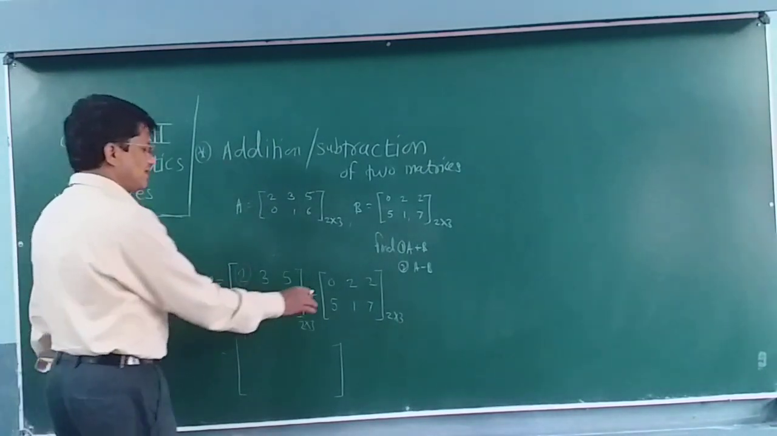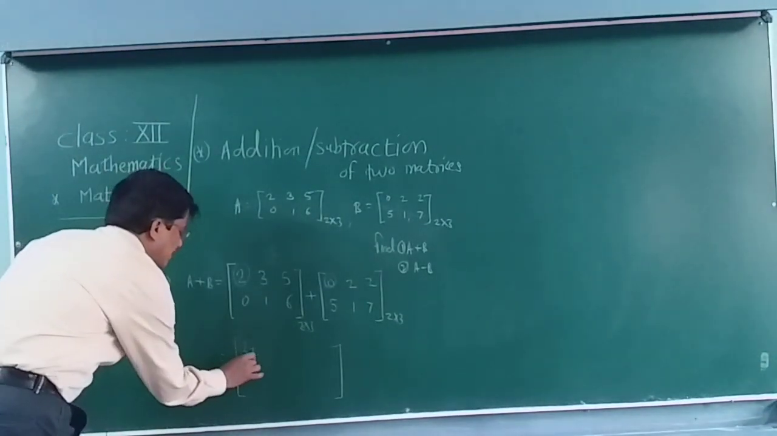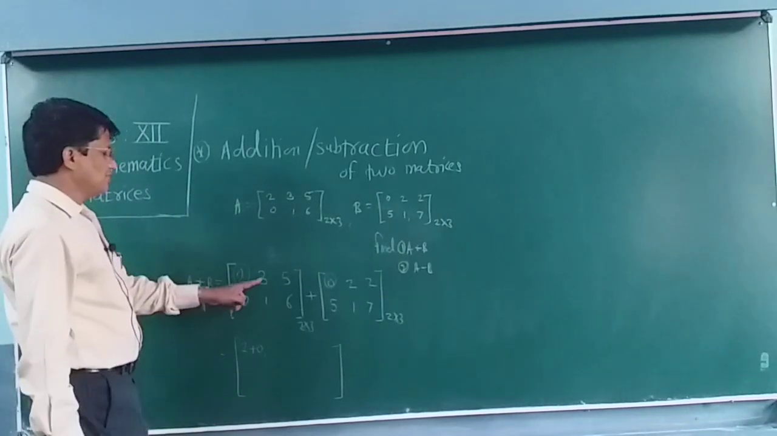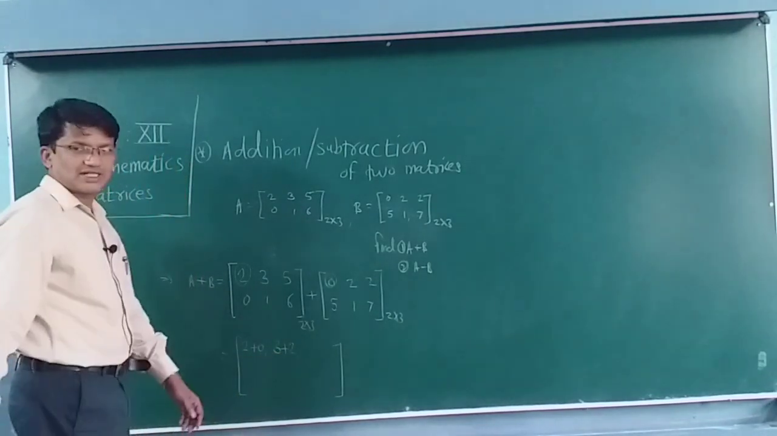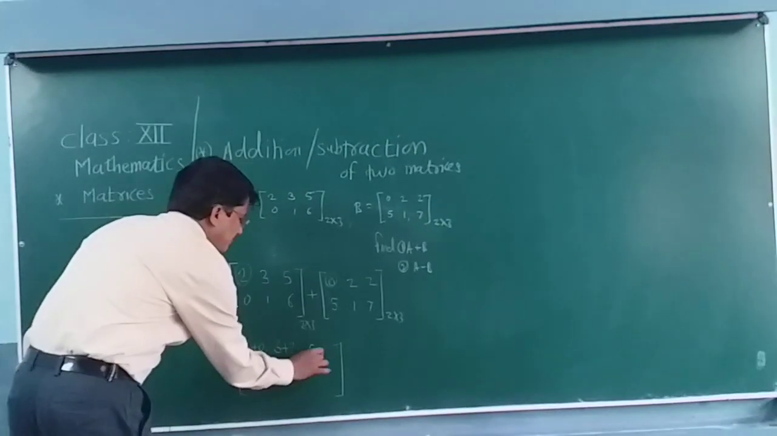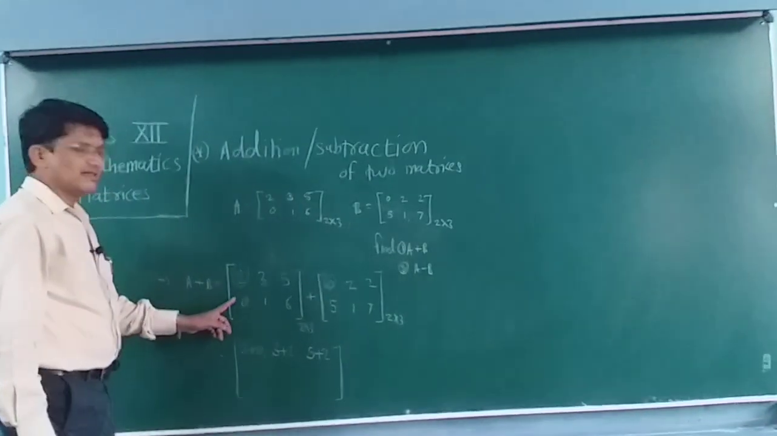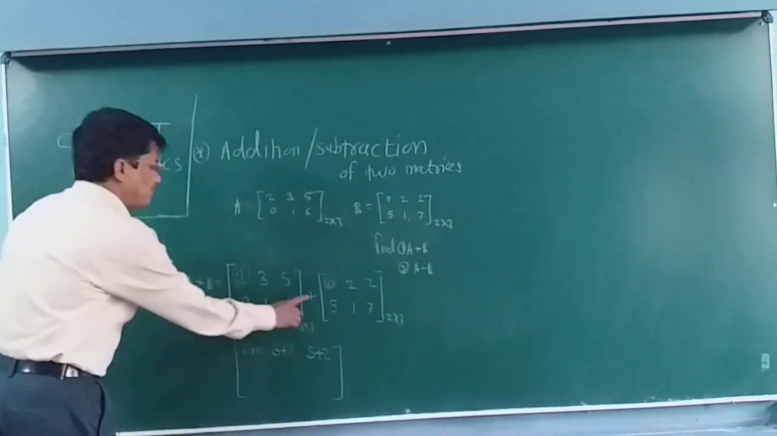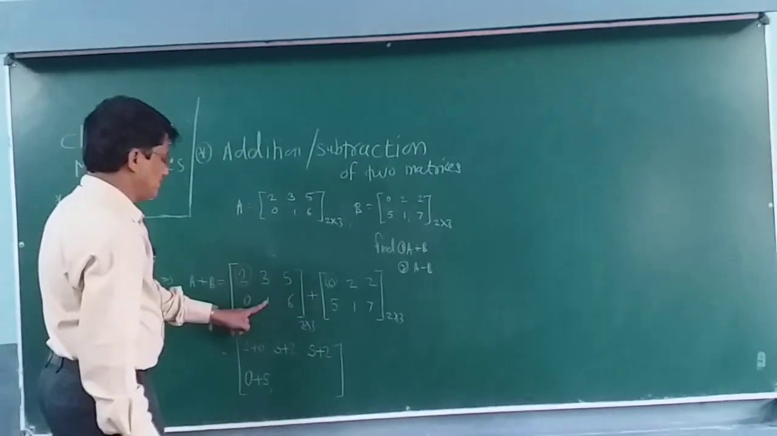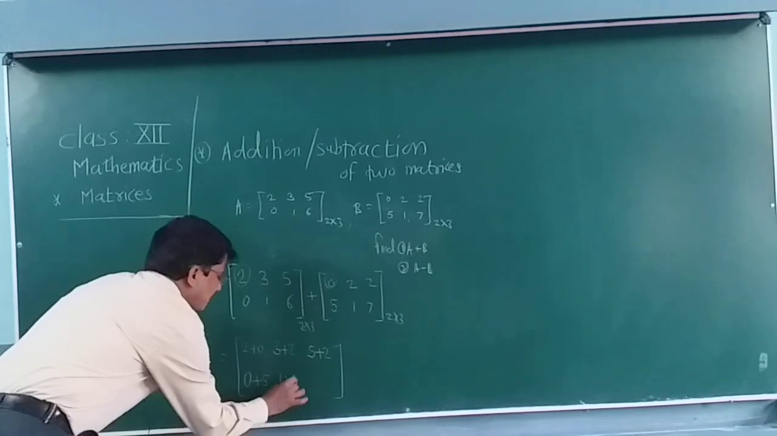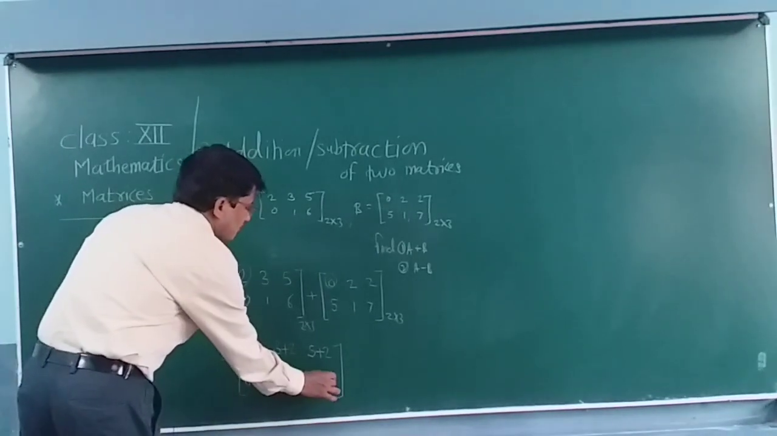First position is 2 and here first position is 0, so 2 plus 0. This is the first position. Second position, 3 and 2, so 3 plus 2. Third one, 5 plus 2. After that, second row, 0 plus 5. Second position, 1 plus 1. And the last one, this position is 6 plus 7.